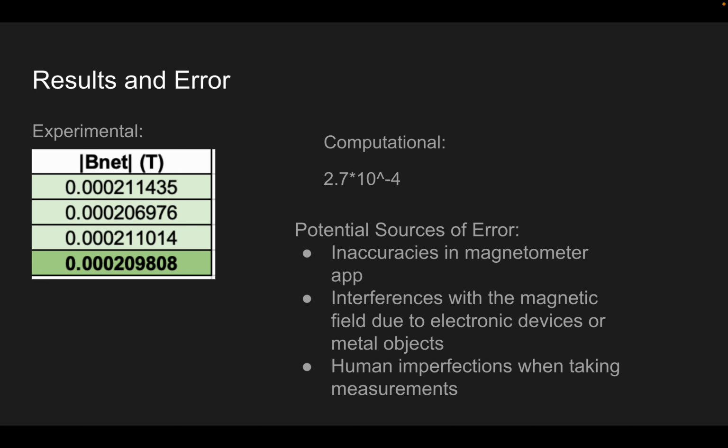So there are many potential sources of error which could result in this difference. There are inaccuracies in the magnetometer app and interference with the magnetic field due to other electronic devices or metal objects when taking the measurements that are out of our control, and human imperfections or human error when taking the measurements.